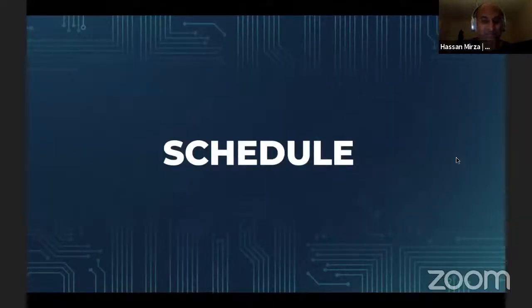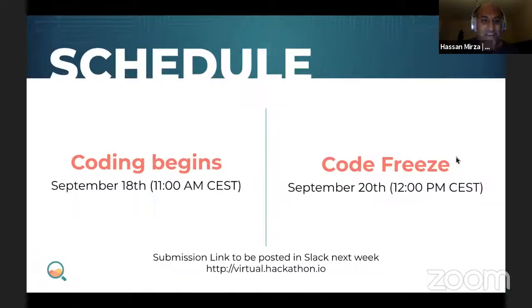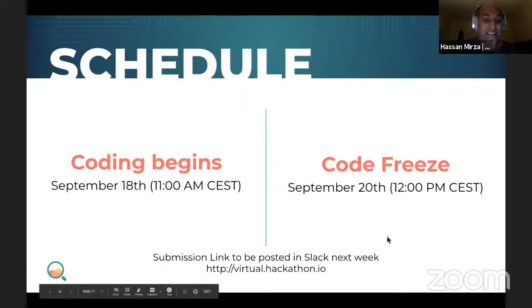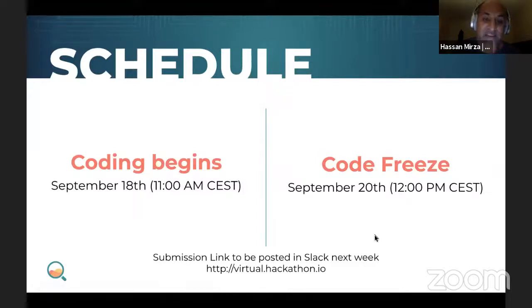The schedule. Coding begins September 18th at 11 a.m. Central European Summer Time. Code freeze, where you need to submit your project, is September 20th at 12 Central European Summer Time.